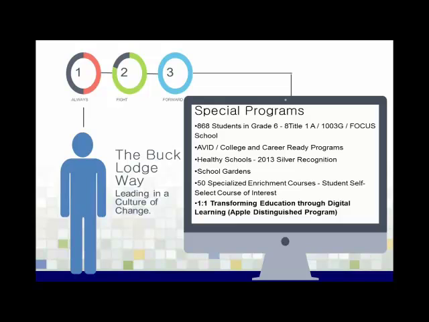that range from jogging clubs to drama clubs, poetry, and a list of others: robotics, engineering. We have a rocketry club. There are 50 different enrichment courses where students self-select courses of interest. But finally, one thing that we really focused on is how we have transformed our instruction and student achievement through the use of our one-to-one iPad initiative called Transforming Education Through Digital Learning.